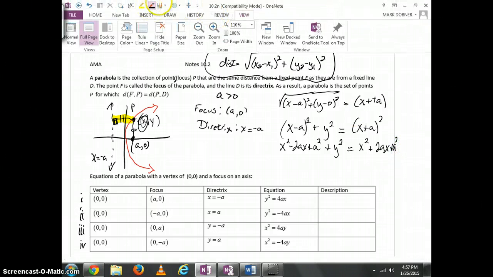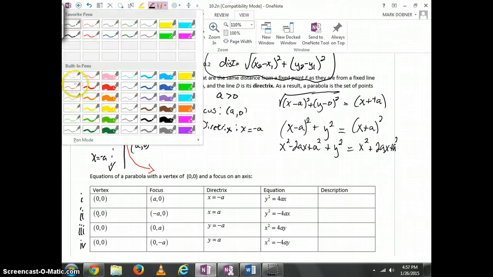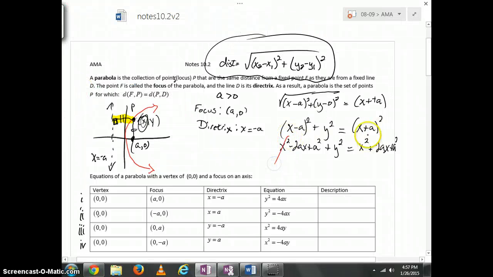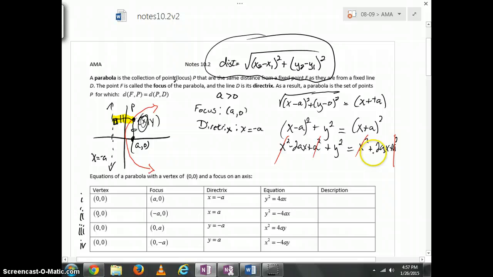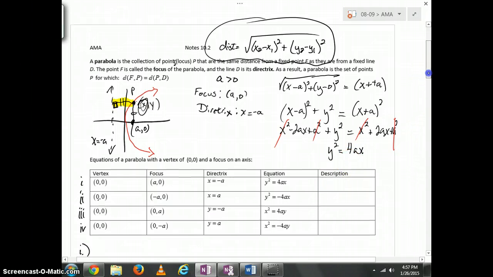And just some canceling that we can immediately take care of. How about we subtract x squared from both sides? How about we subtract a squared from both sides? Simultaneously, we can add 2ax to the left and the right side, and we will come up with this: y squared equals 4ax.